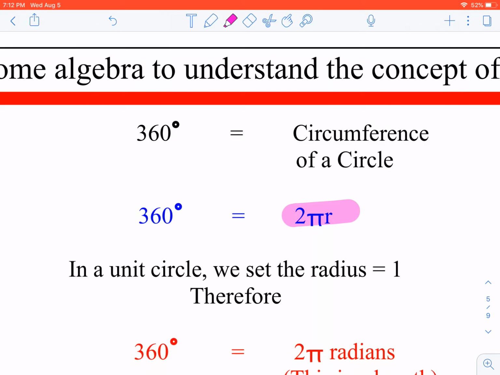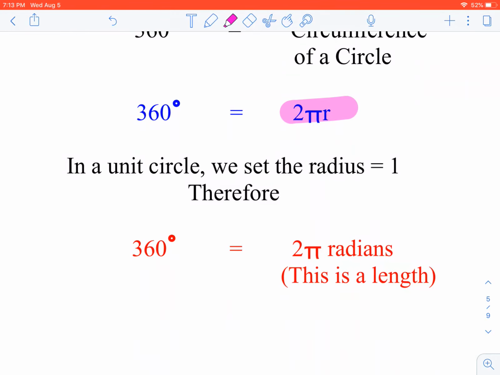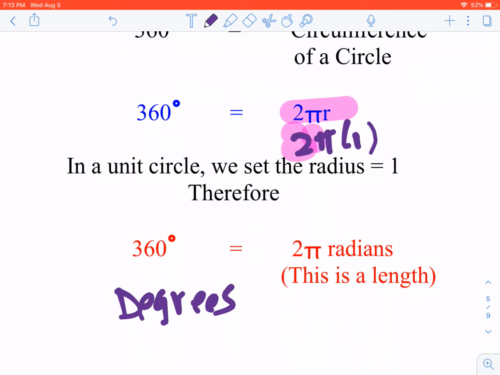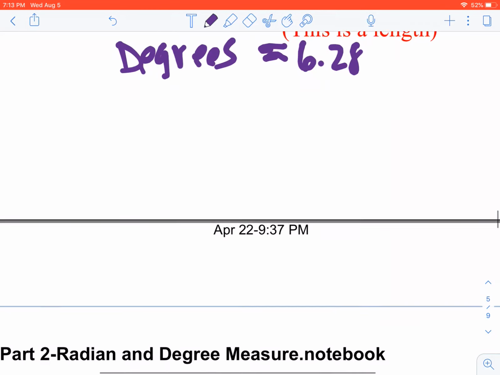Again, the unit circle hopefully is something that you have seen before. In a unit circle, we set the radius to 1. So if I set the radius to 1, that gives me 2 pi times 1. So if I want to talk about degrees, a 360 degree circle, when we talk about the unit circle, is equal to 2 pi radians. If we were dealing with centimeters, this is approximately 6.28 centimeters, inches, whatever your unit of measurement is in a length. So let's break this down.